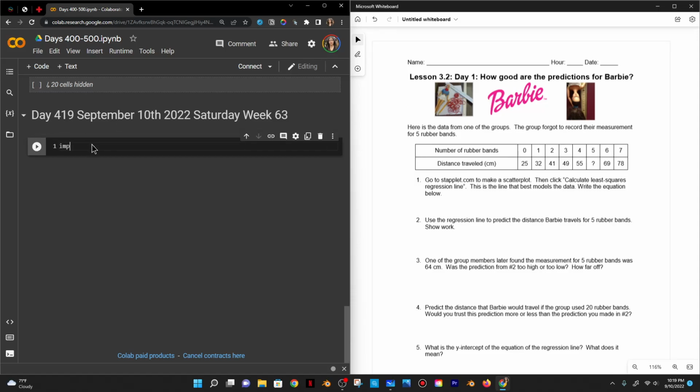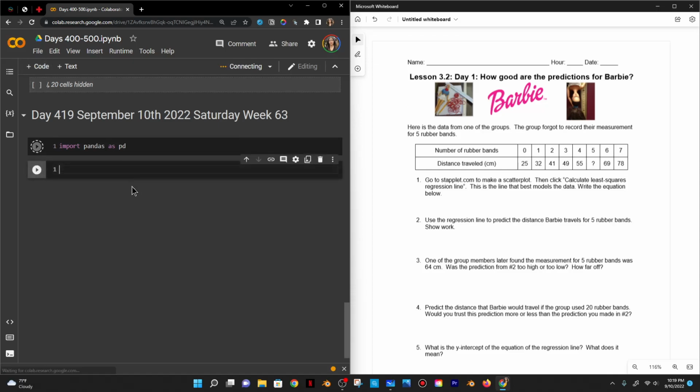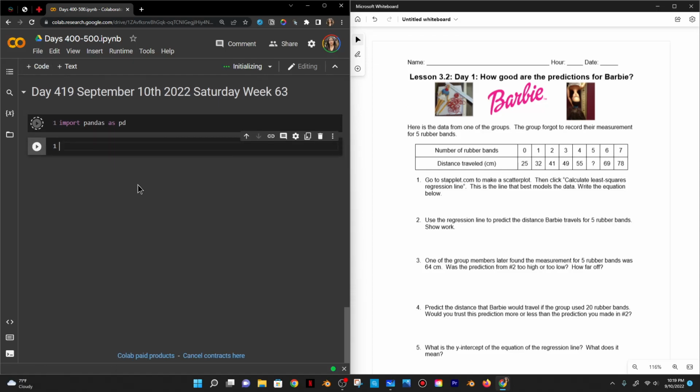So I'll import pandas as pd. And again, pandas is just a data analytical library that you can use to create data frames, analyze data, wrangle it, and just do what you want to do with the data. In this case, I'm going to create a variable called df that stands for data frame, and I'm going to use pd.DataFrame. So DataFrame is the function, and it creates a data frame.